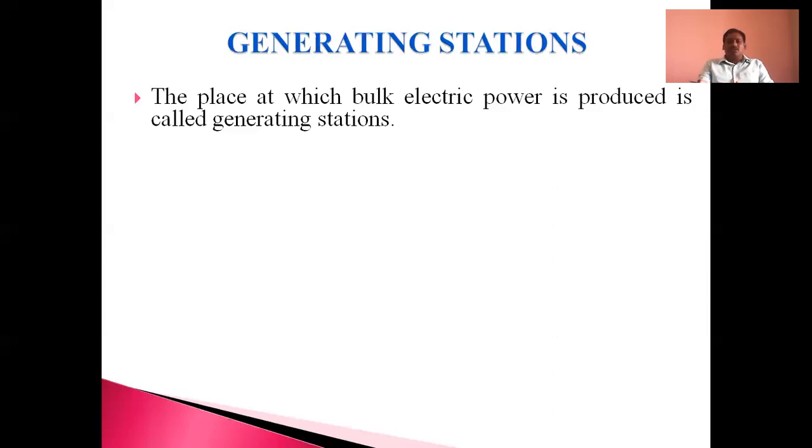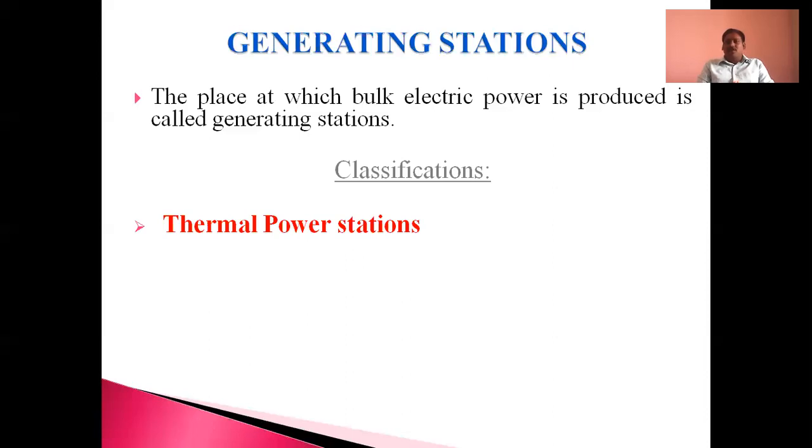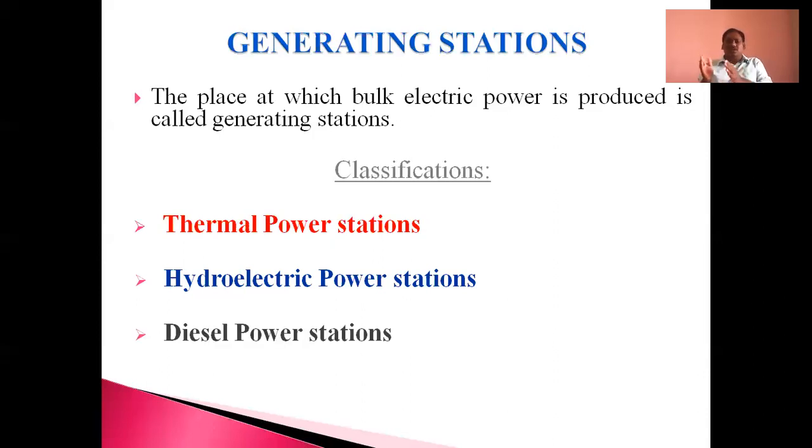First one is thermal power stations. When the fuel used in the power station is fossil fuel, like coal or natural gas, such a power station is called a thermal power station. If the fuel is water resource, it is called a hydroelectric power station. If the fuel is diesel, it is called a diesel power station. Finally, if the fuel is a nuclear or radioactive element like uranium, thorium, radium, such a power station is called a nuclear power station.